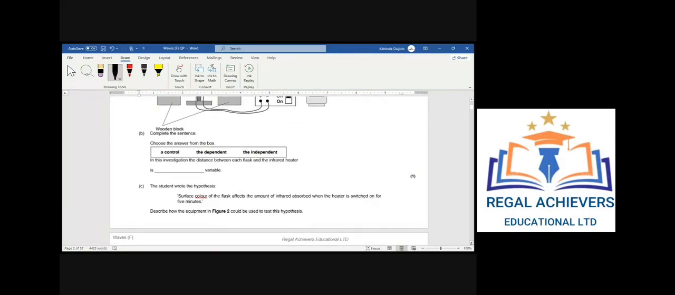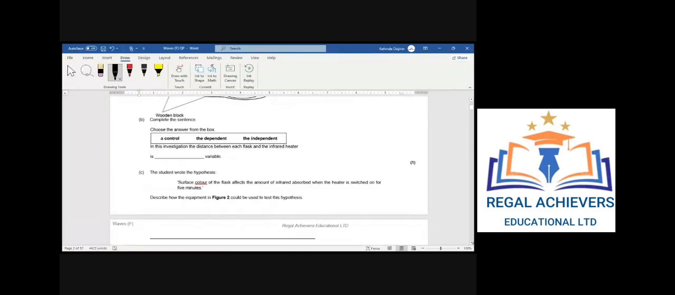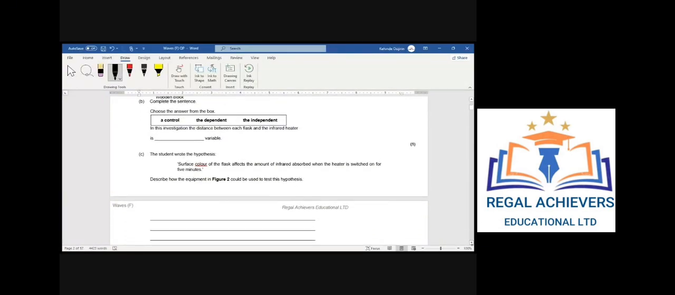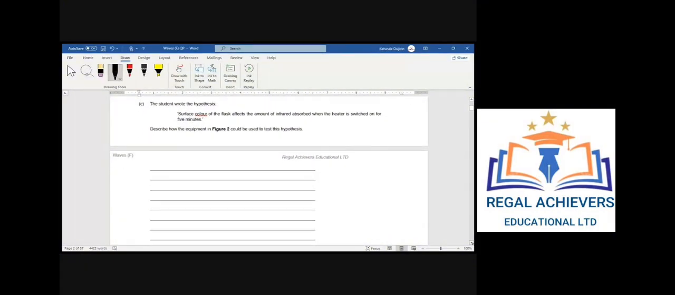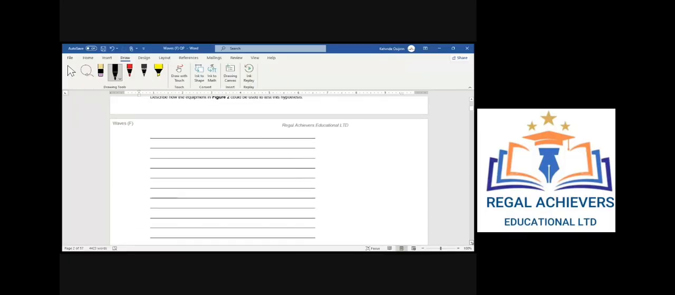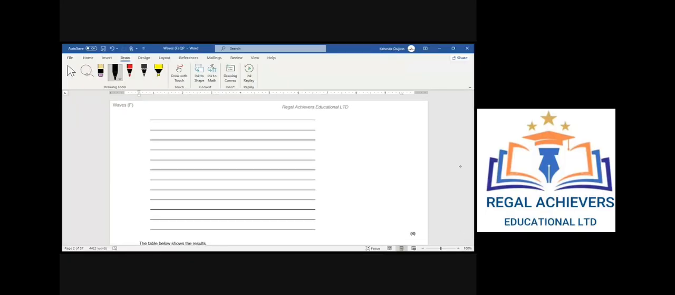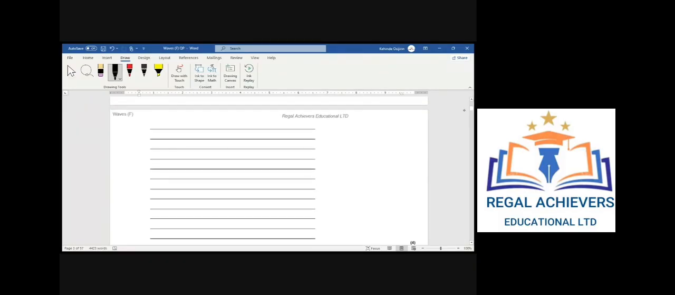The next one says the student wrote the hypothesis: surface color of the flask affects the amount of infrared absorbed when the heater is switched on for 5 minutes. Describe how the equipment in figure 2 could be used to test this hypothesis. This is a 4 marker, so it's important for you to be well detailed while you are doing the description. Very important. The very first thing you need to do is to record the initial temperature of the two thermometers in the flask.